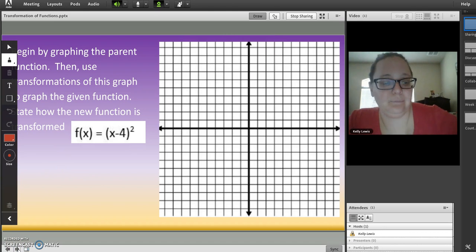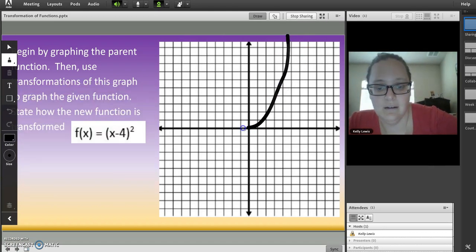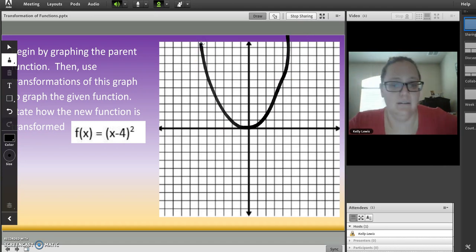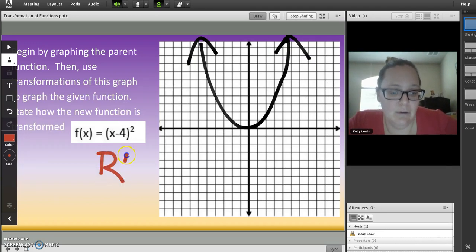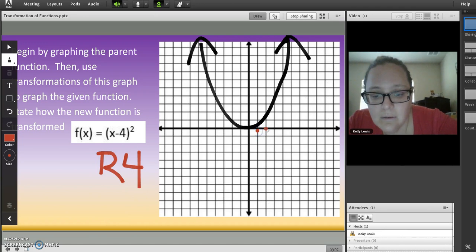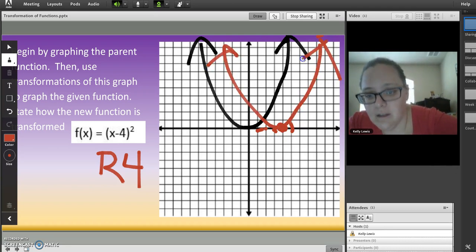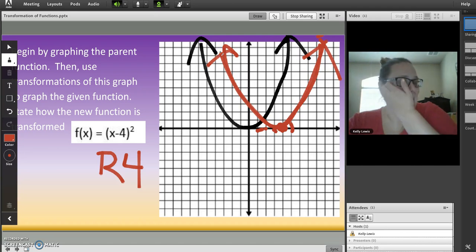All right, here, the parent function is like this, forever. And then this guy, it's not going to move left like we think, he'll move right 4. This is 4. And then make a U, not a V. And so that's how it moves. The red is your answer. The black is the parent function.